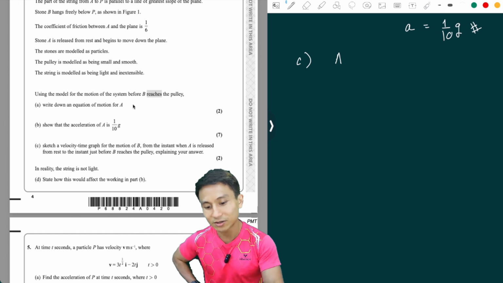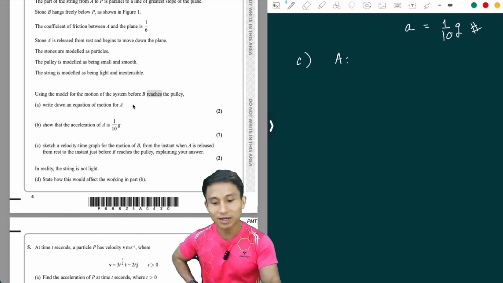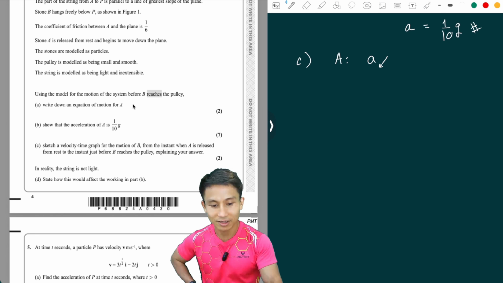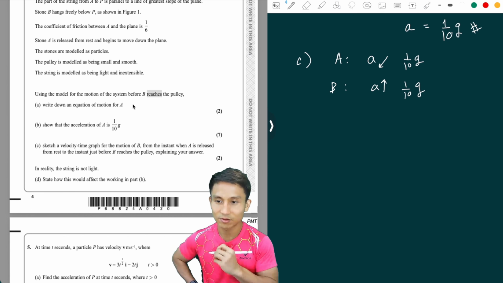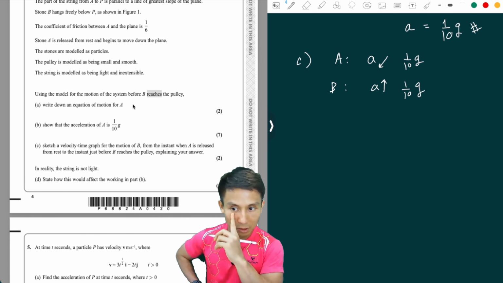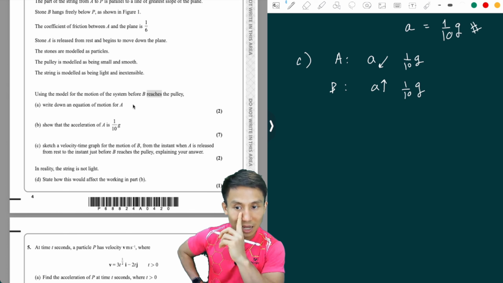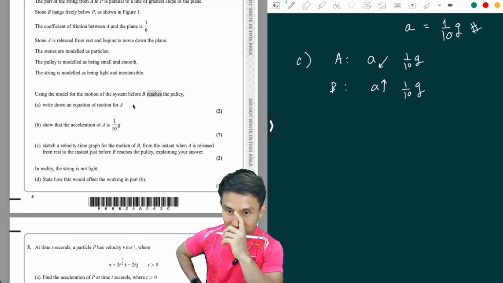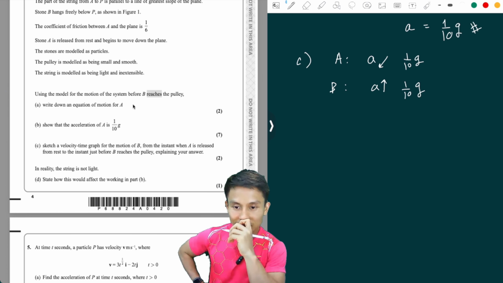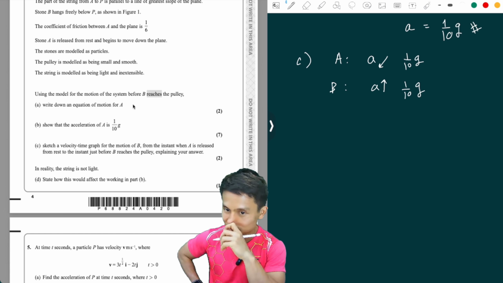Okay, so let's consider A first. A is accelerating down, 1 over 10 g, fine. But B is accelerating up with the same value. Okay, now we want to sketch the velocity time graph for the motion of B, from the instant when A is released from rest to the instant just before B reaches the pulley.